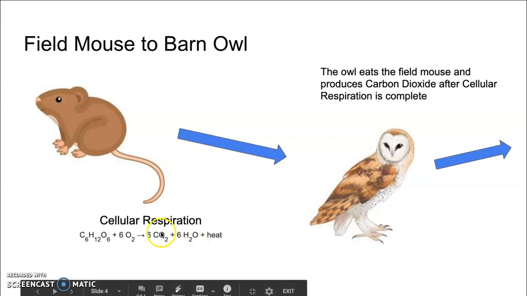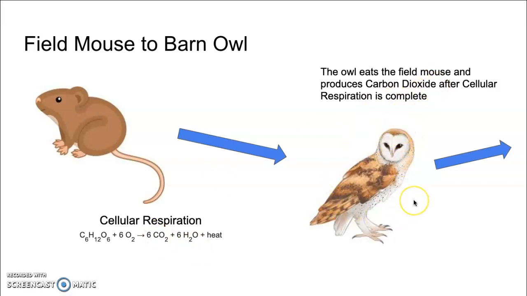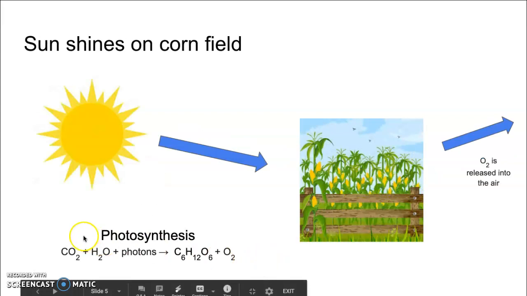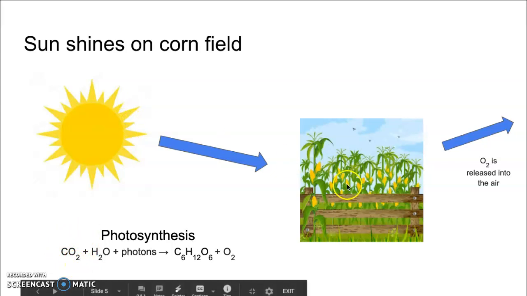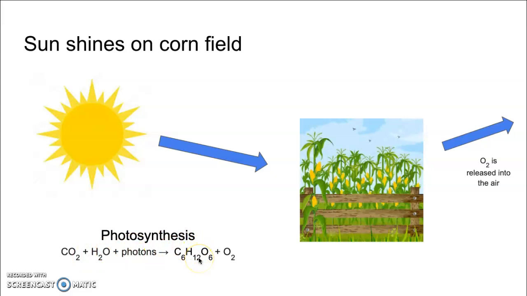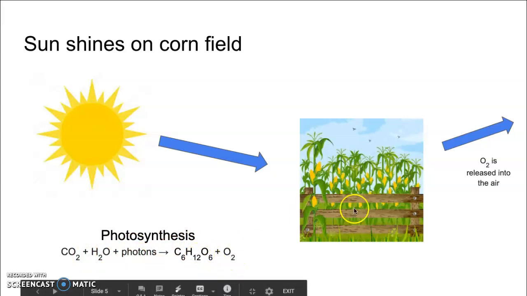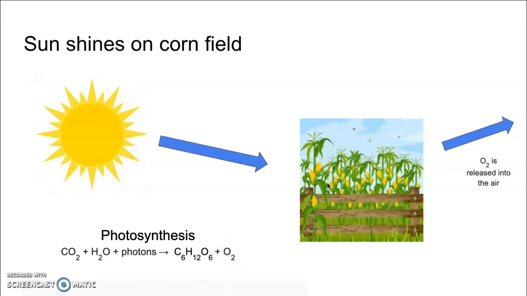The carbon dioxide in the air that is produced from the owl is then used in photosynthesis again, and the process starts all over, with the photosynthesis occurring with the carbon dioxide from the owl, the sun shining on the cornfield, as well as the water in the air, to once again produce glucose and oxygen and the corn for the fuel of the field mouse.